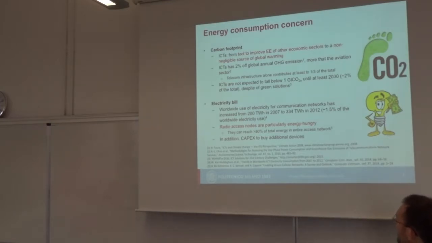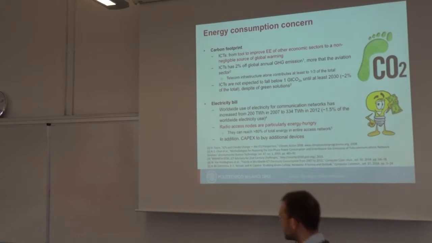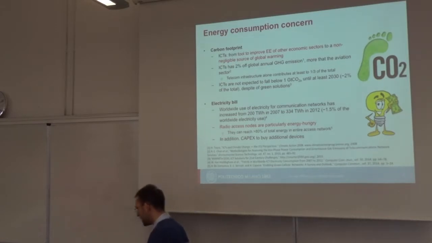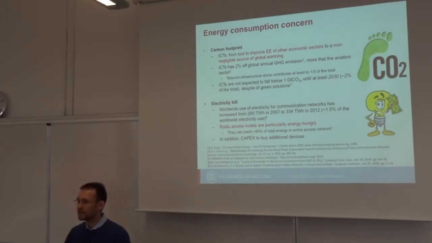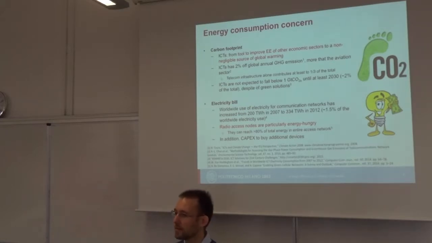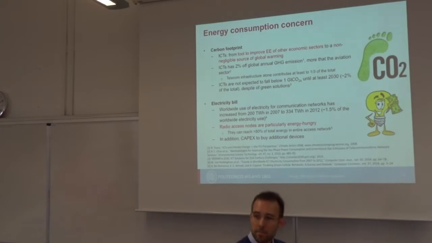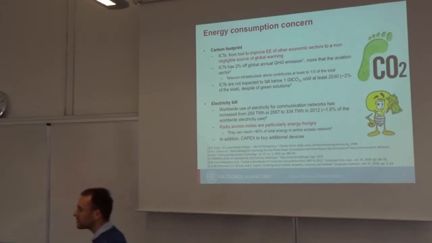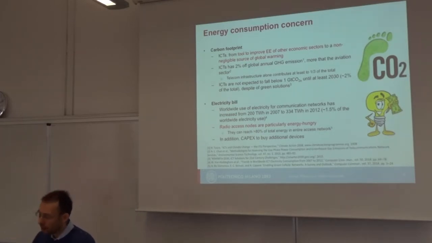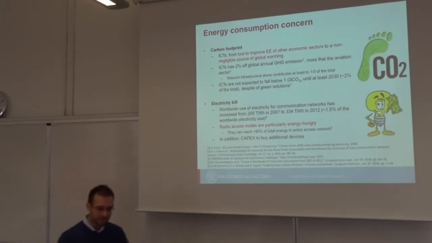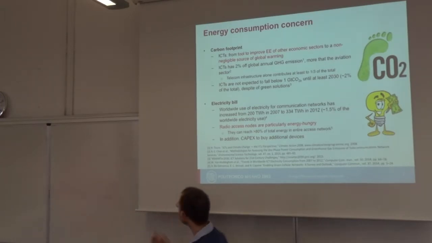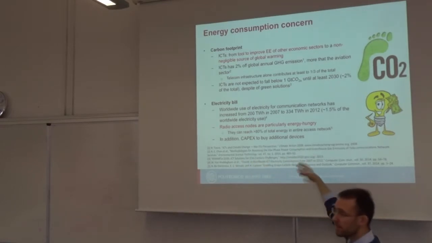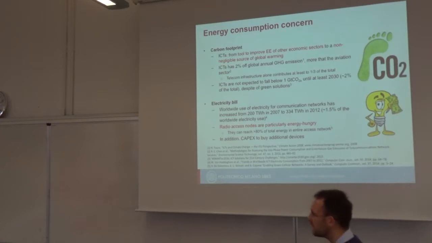Why is energy consumption a concern for us? There are two main concerns. The first one is the carbon footprint. In the past years, we were used to seeing ICT technologies as a way to reduce the carbon footprint of other sectors. So it was helpful for us. But now we are realizing that the means you use to reduce energy in another sector produce a non-negligible amount of energy consumption. So we have to take care of it. And to have some numbers, I put here some references that you can cite if you want to use these numbers.